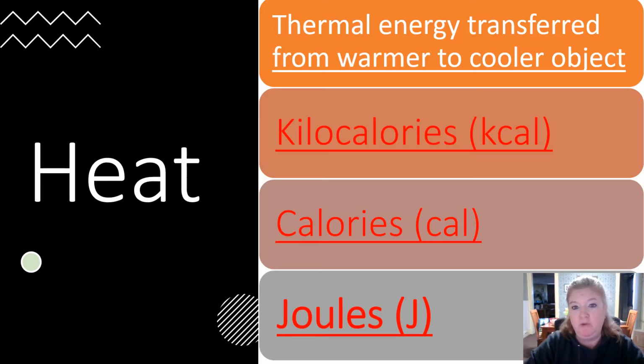Okay, what about heat? Well, remember, heat is thermal energy as it moves from warmer to colder objects. And usually we see heat in joules, but you can see it in calories or kilocalories. Although again, if you're using specific heat, the units for specific heat have to match up. So usually we're going to see joules, sometimes kilojoules, and then a few times you might see calories or kilocalories.